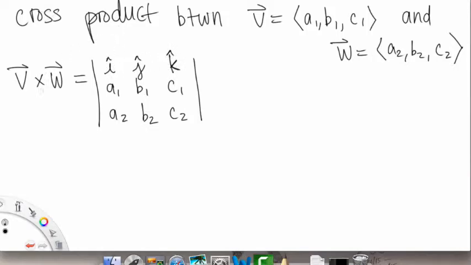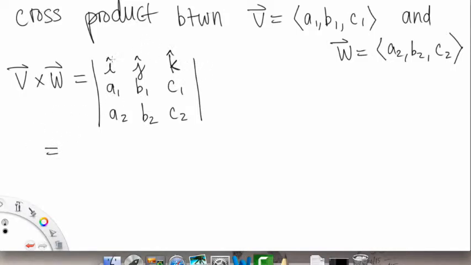Remember, i hat stands for 1, 0, 0, the unit vector pointing in the x direction. J hat stands for the unit vector in the y direction, so 0, 1, 0, and k hat stands for the unit vector in the z direction, so that would be 0, 0, 1. Okay, so anyways, this is just the process you go through whenever you're taking the cross product between 2 vectors. You always write the i hat, j hat, k hat on the top, and then you write the first vector in the middle row and the second vector in the bottom row. Okay, so now we're just basically going to compute this 3 by 3 determinant.